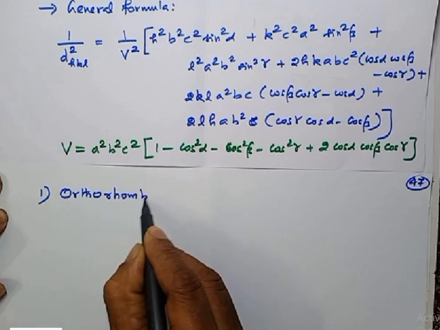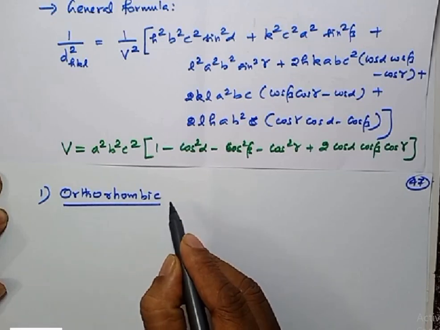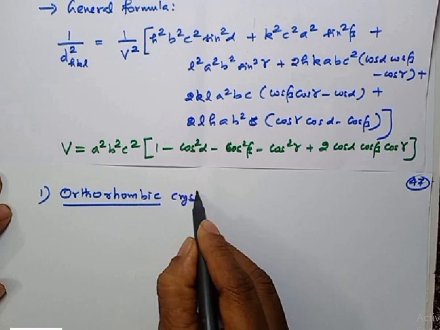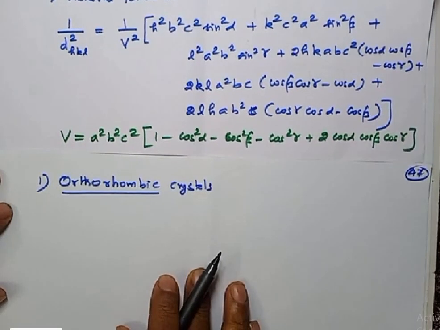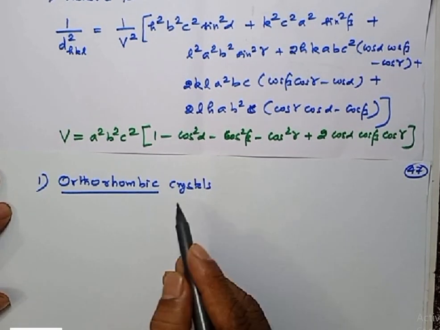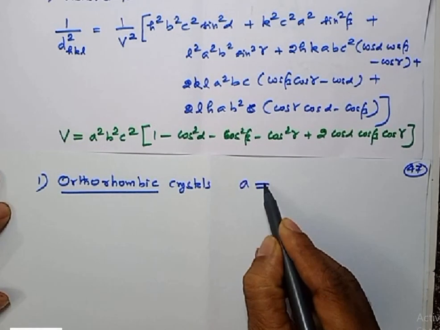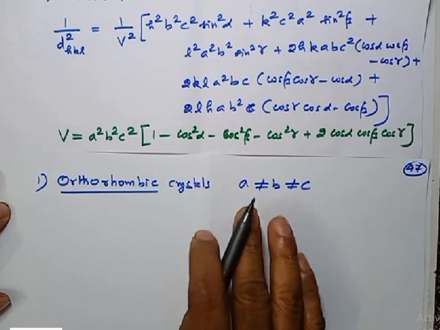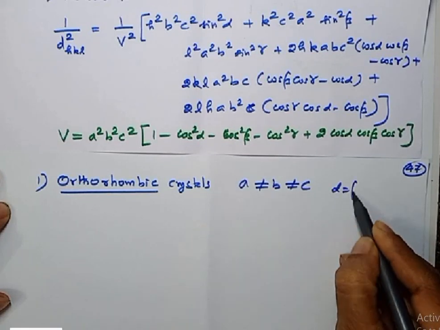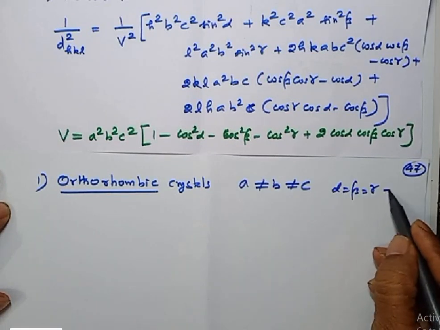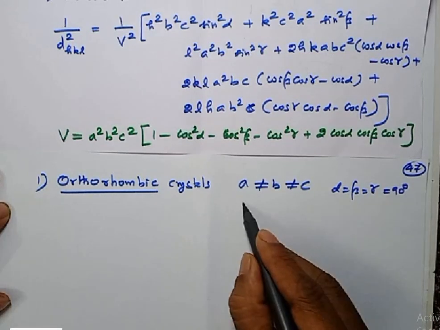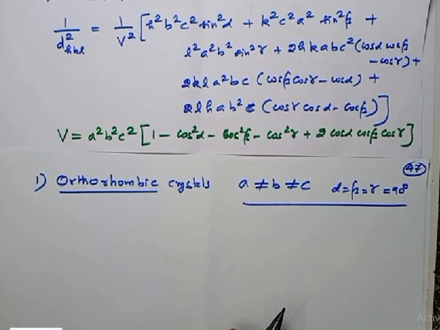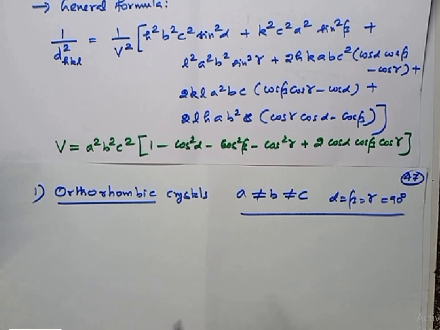Orthorhombic crystals have unit cells. You know very well, in an orthorhombic crystal, a not equal to b not equal to c. The side lengths are not equal, but alpha, beta, gamma are all equal to 90 degrees. Observe carefully. First we'll find out the volume.